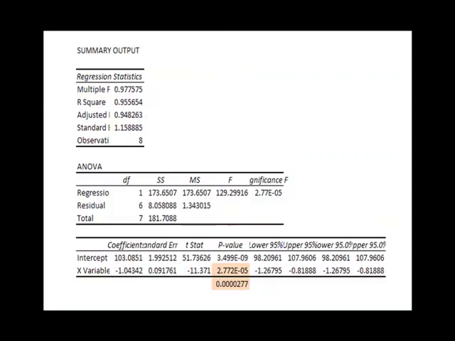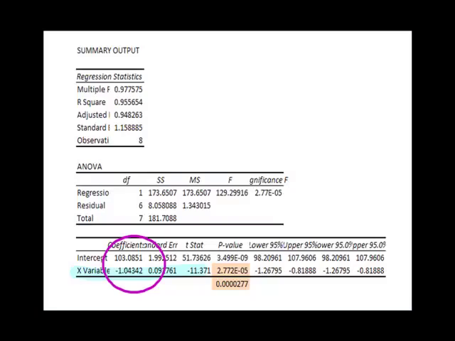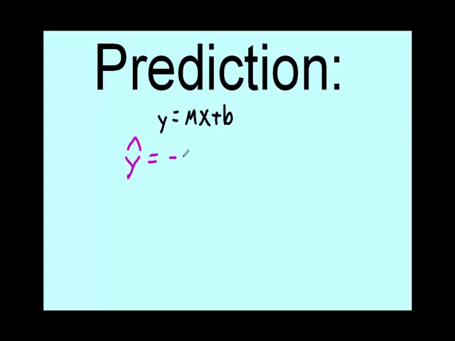If there is a significant relationship, then I can use the x variable to help predict what will happen to the y variable. I've got to use the coefficients for this. So my prediction equation, based off of y equals mx plus b, will become y hat equals negative 1.04, because that's the slope.